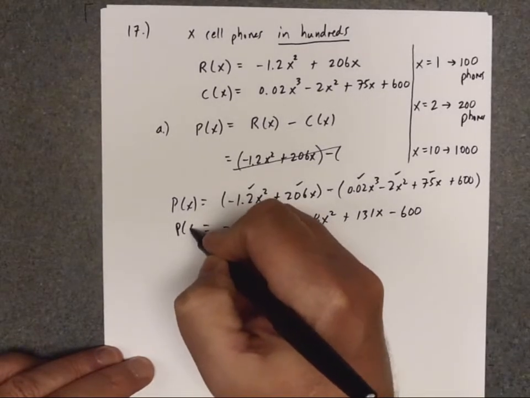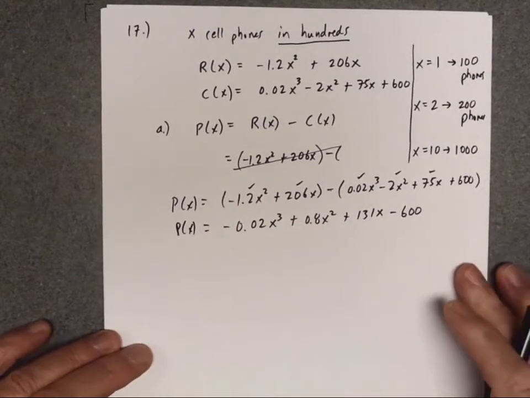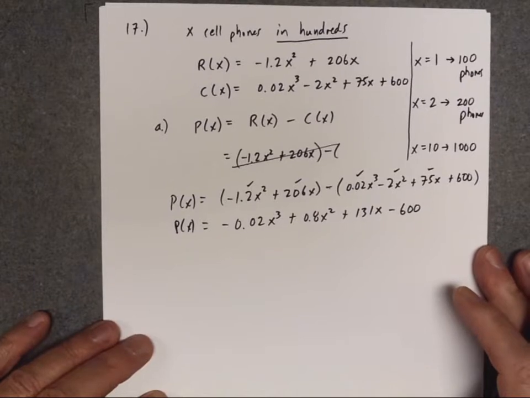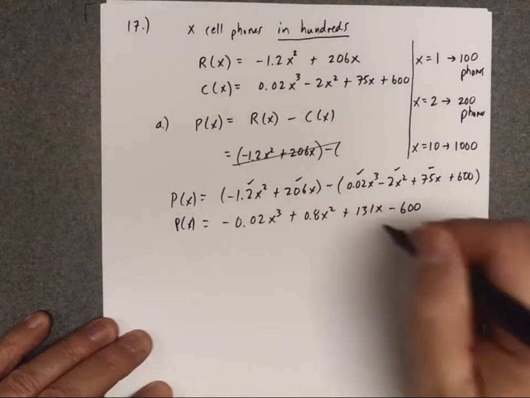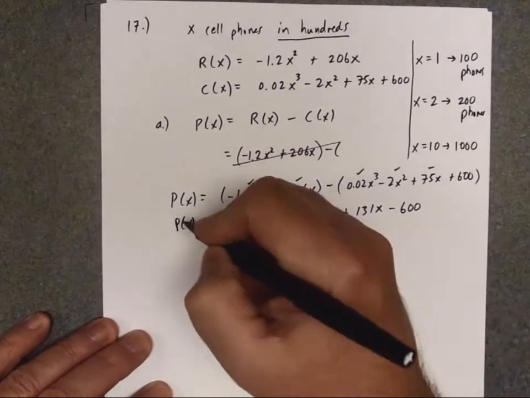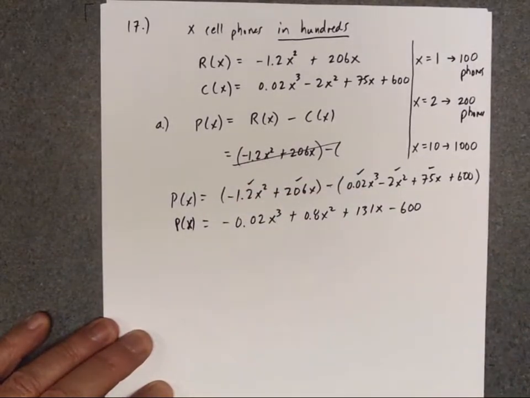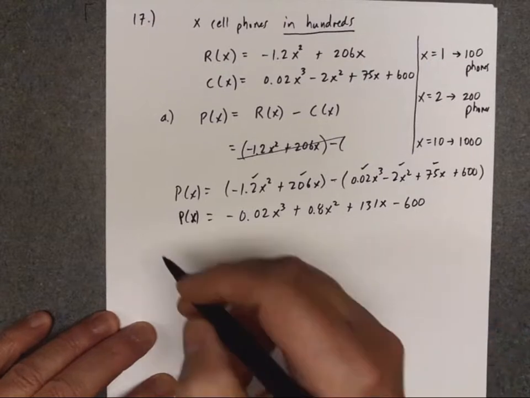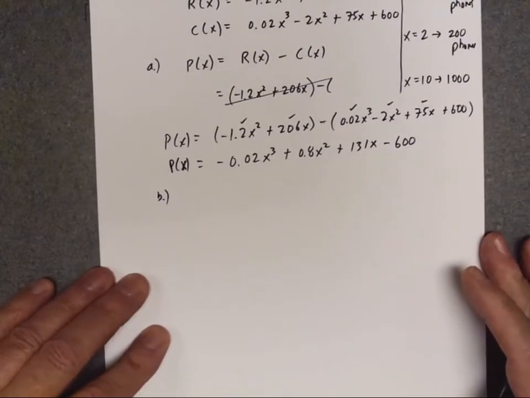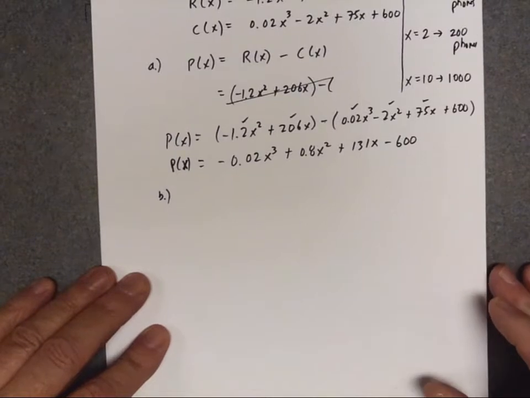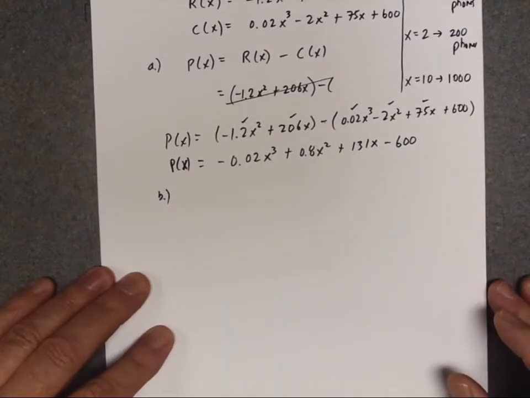So now, this is part A. We have an equation for the profit as a function of x. So if I were to plug in how many phones I sold into this equation, it would tell me how much money we made. And as a matter of fact, that's what part B says. Part B says, find the profit if x equals 1,900 cell phones sold.